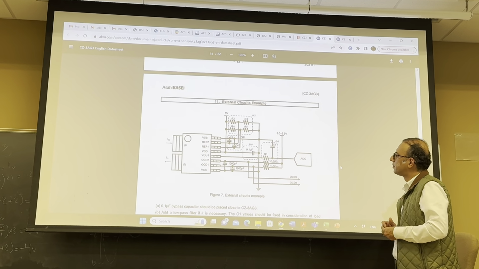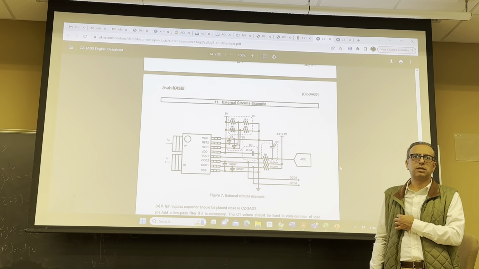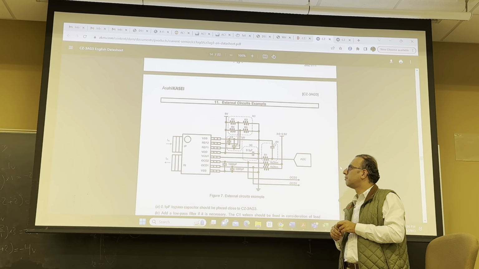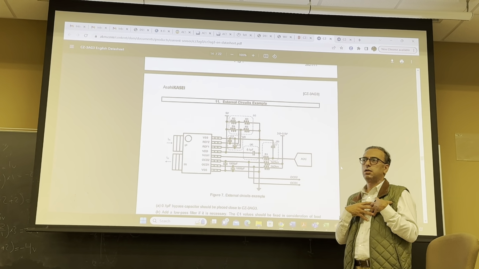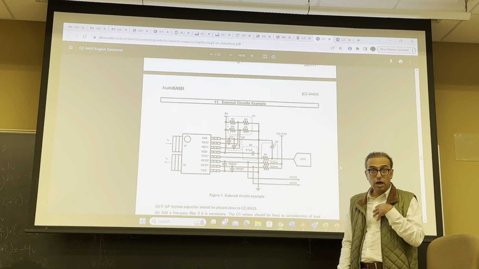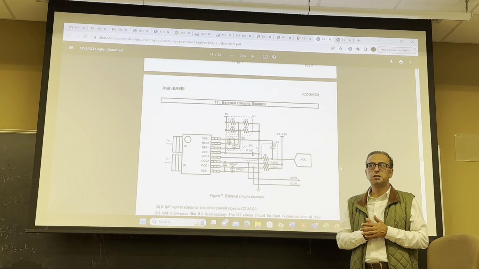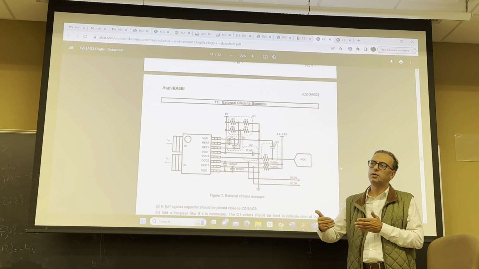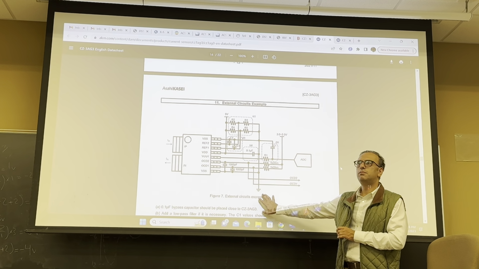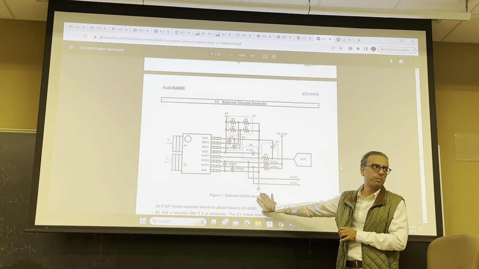Did I use this? No, I don't use this circuit. The correct way is to use this circuit. Do I do it? No, because I have past experience and I know certain circuits. But this is what you can do: seek advice, guidance and answers to questions from the manufacturer.